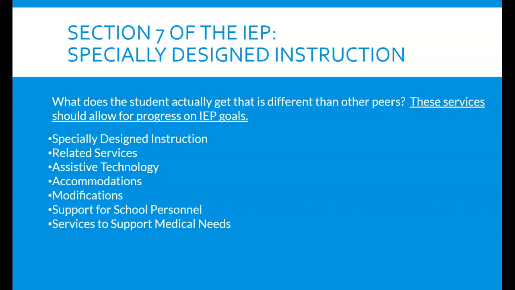This is where we're really talking about all of the services and instruction and accommodations that a student might need in order to meet the goals that are created in Section 6 of the IEP. This is called specially designed instruction because it should be specially designed for each individual student. So in essence, these are services that are different from what all students are receiving.